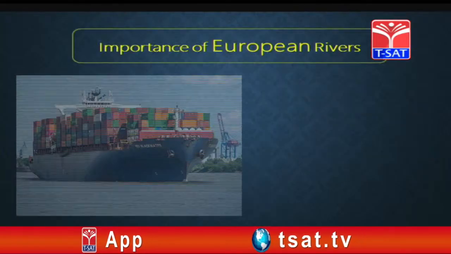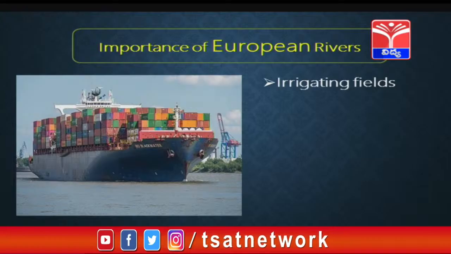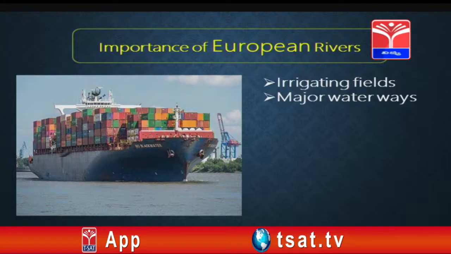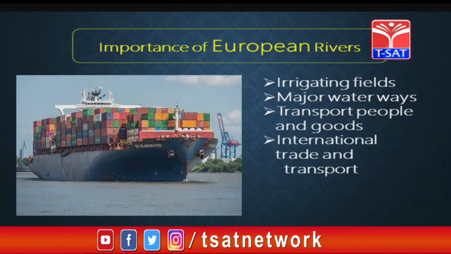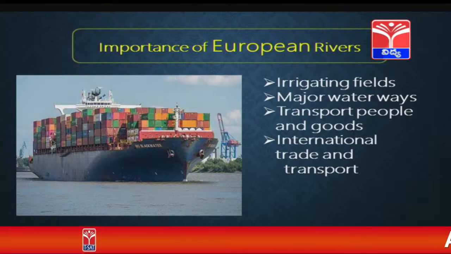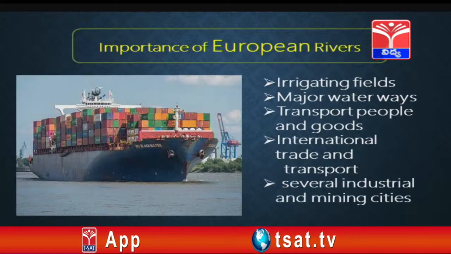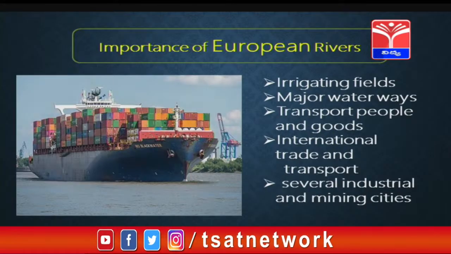The importance of European rivers. As you can see in the picture, the cargo ship is carrying a lot of goods. Like in all other continents, rivers have major roles to play. They play a major role in irrigating fields, act as major waterways, and transport people and goods from place to place. International trade and transportation is possible because of these rivers flowing through a number of countries. Several industrial and mining cities have emerged along these great rivers.